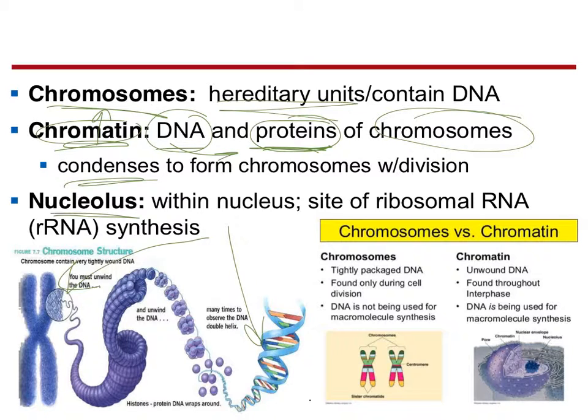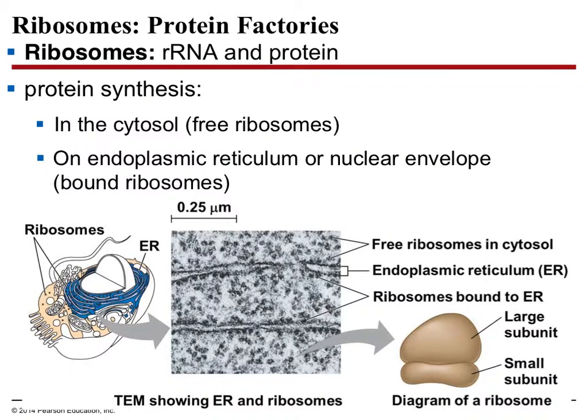The nucleolus is also within the nucleus, and this is actually where ribosomes are produced. So it is the site of ribosomal synthesis, and in this picture you can see the darker nucleolus within the nucleus, which is where ribosomes are built. Ribosomes then are protein factories. Those are structures that actually build proteins.